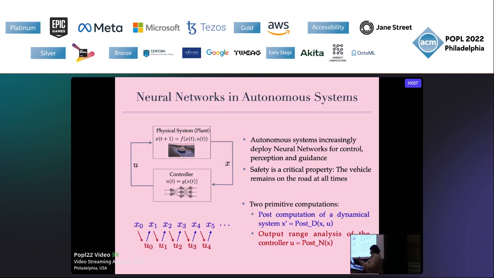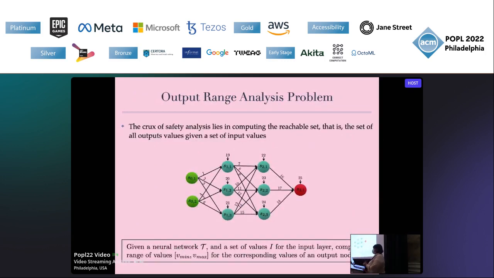So once we have these two primitive computations, we can iterate over them repeatedly until a fixed point is reached, and that's the reach set, which can then be used to verify safety. So we are going to focus on this particular output range analysis, which is the crux to safety verification. So we have this neural network, and the problem that we need to solve is, given a set of initial values, what is the set of values that the output neuron or node would take?